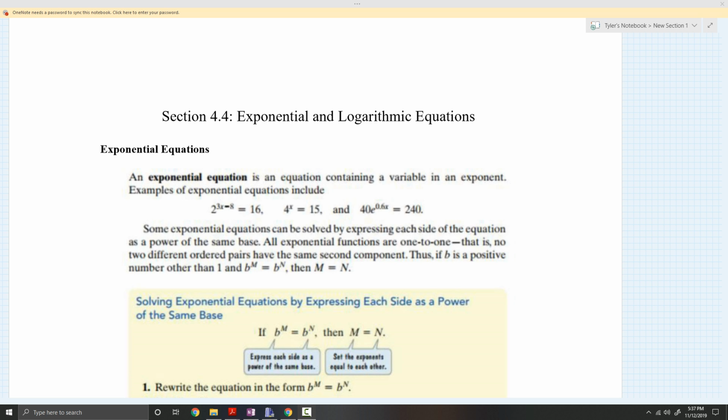So we've looked at that. We've looked at some properties of logs. So we've been setting ourselves up so that we can begin to solve exponential and logarithmic equations.